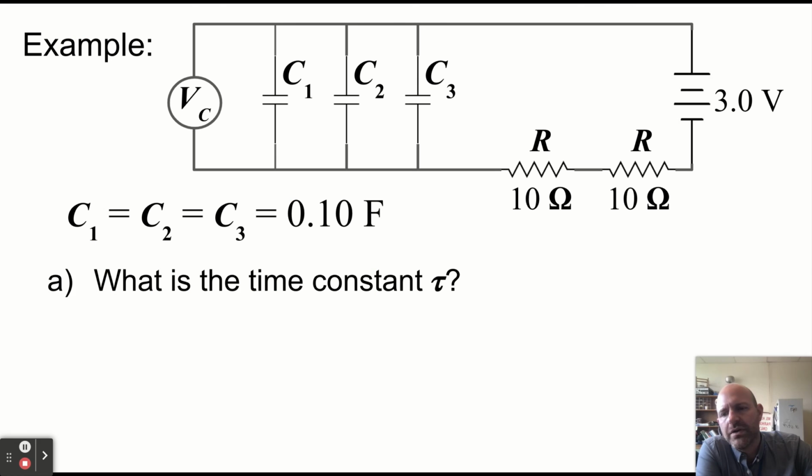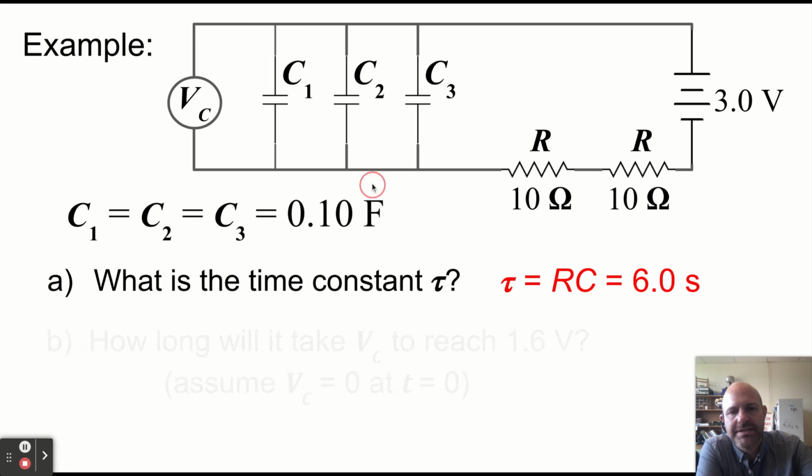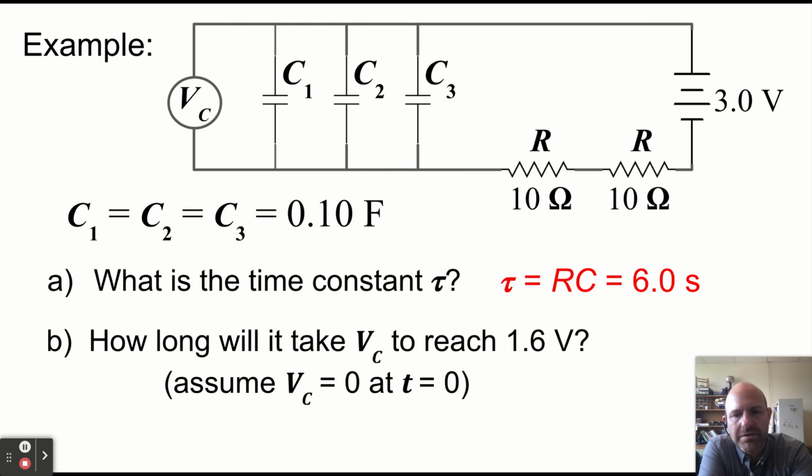So let's look at another circuit here. Here we've got 3 capacitors in parallel, all the same. And we've got 2 resistors in series. So in order to talk about the time constant of this circuit, we need to understand what the total capacitance is. The total capacitance is 0.3 microfarads because you're adding them up. And we've got a total of 20 ohms of resistance, and so we get 6 seconds for our time constant.